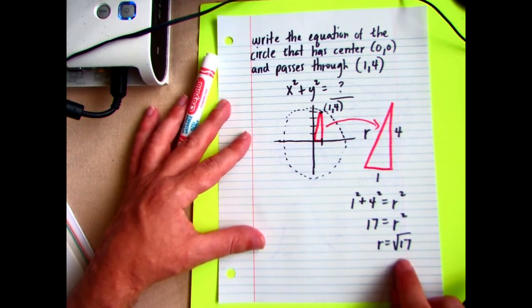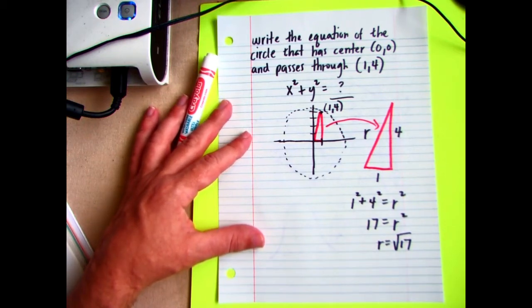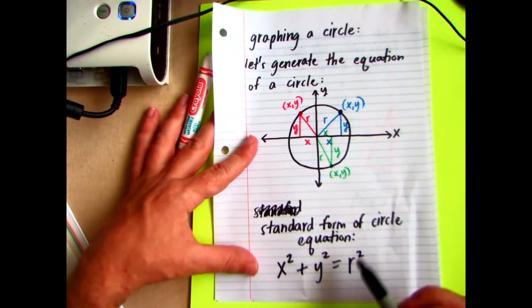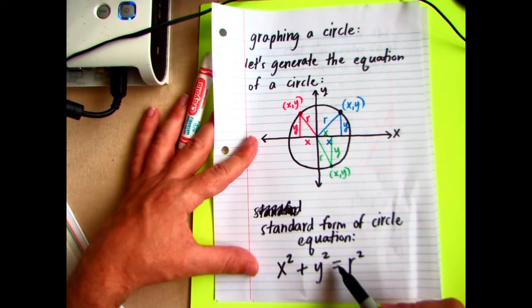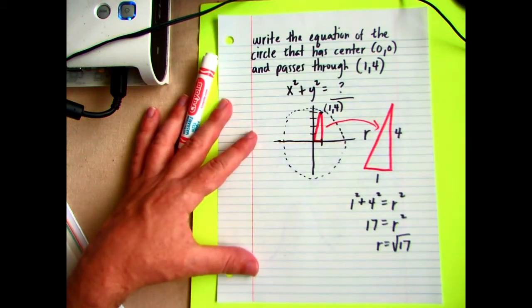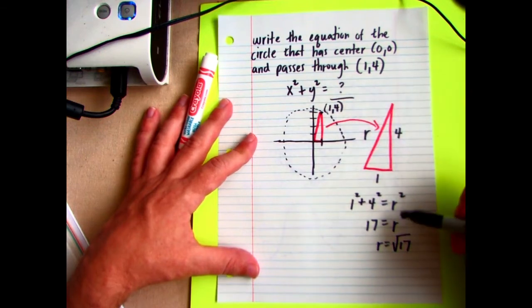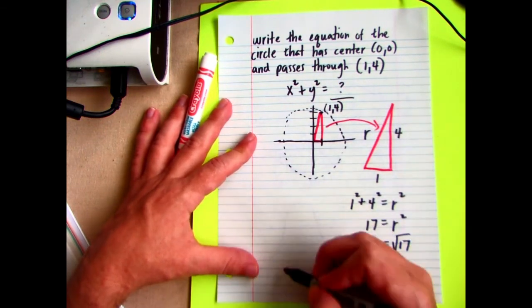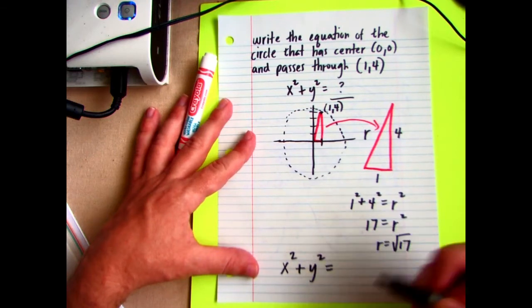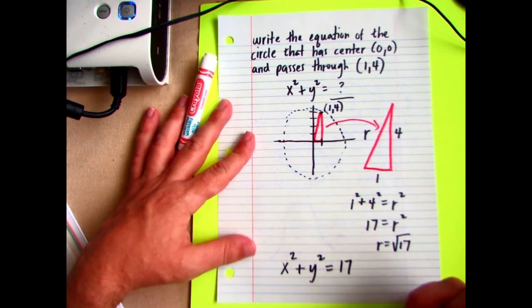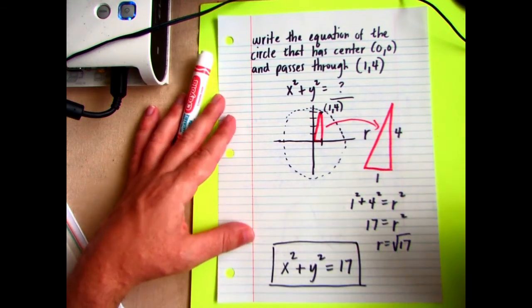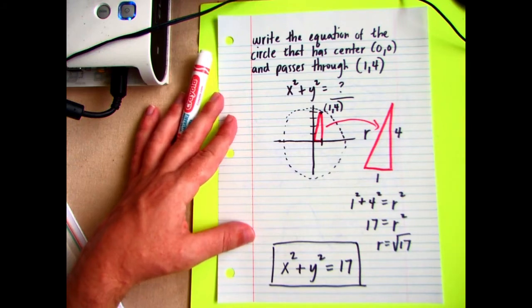Now be careful here. A lot of students make this calculation and think what goes in the blank is root 17. But in the standard form of the circle, what goes there is r squared. R squared is what goes at the end there. So what's really going to go at the end of our equation is 17. Yes, the radius is root 17, but what goes in the equation is r squared. So there is my final answer.